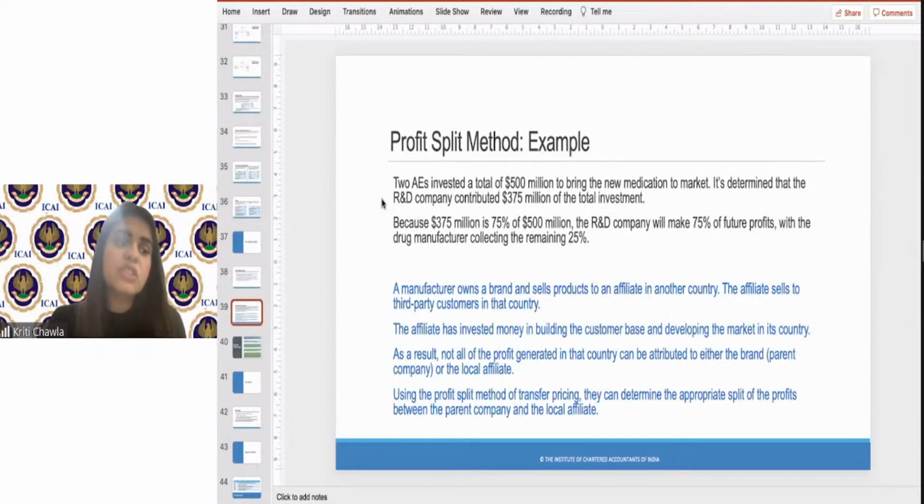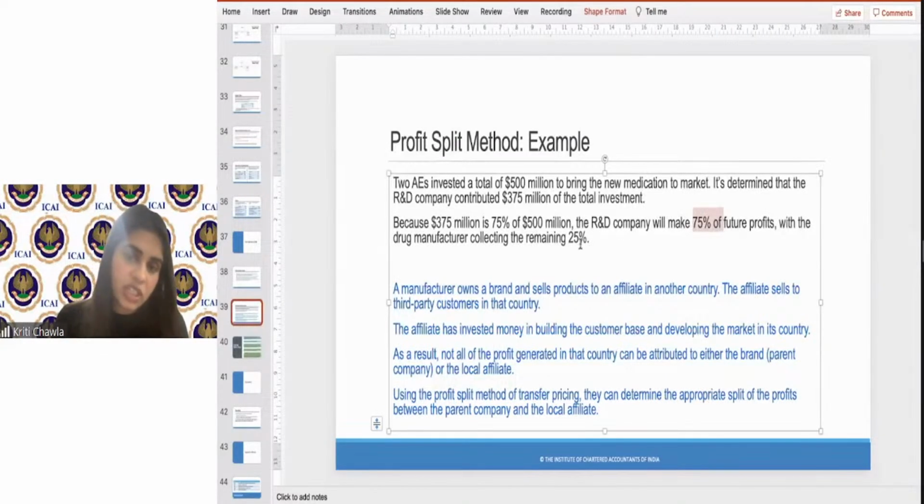So they used the profit split method, and they decided that because research and development was $375 million, that's basically 75%. Whatever profit they make in future, the R&D company will get 75%, and the drug manufacturing company will get 25%. So they segregated on the basis of who did what function. One company did R&D, one company did manufacturing. They said this company did R&D, so that's going to be 75%, and that's going to be 25%. Whatever the profit was, they split it between them.